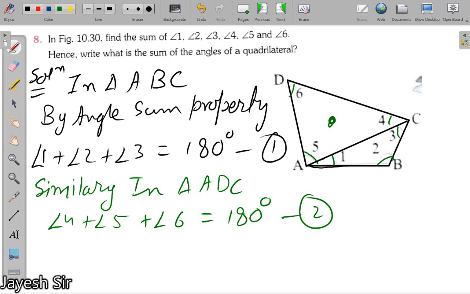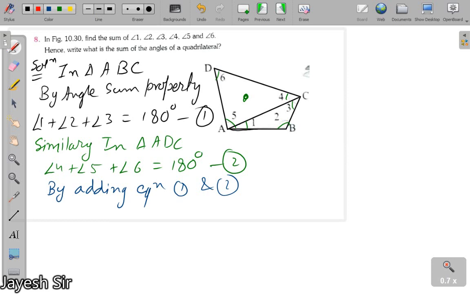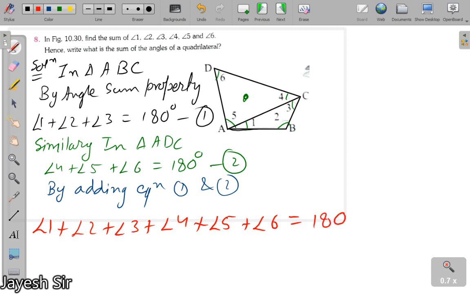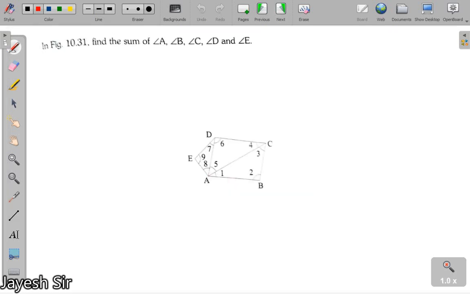Now what we are going to do is add equation 1 and 2, we will add both the equations. So on the LHS we will have angle 1 plus angle 2 plus angle 3 plus angle 4 plus angle 5 plus angle 6, which is equal to 180 plus 180, which is equal to 360 degrees. In this manner you can do question number 9 as well.